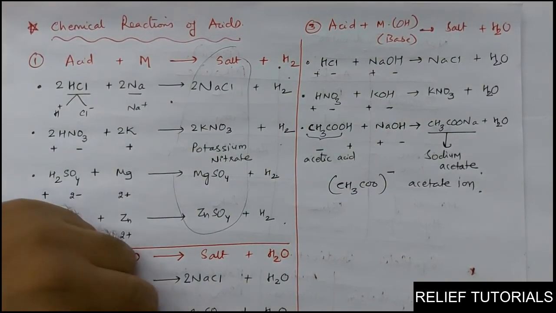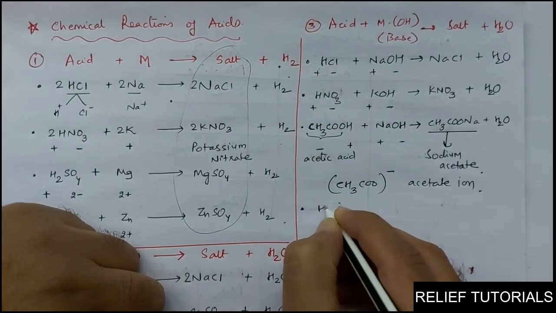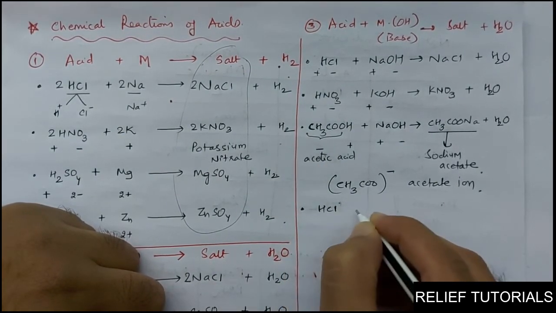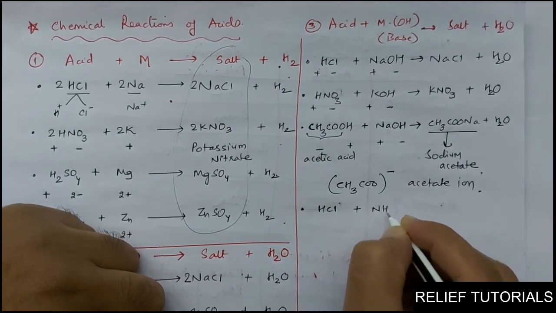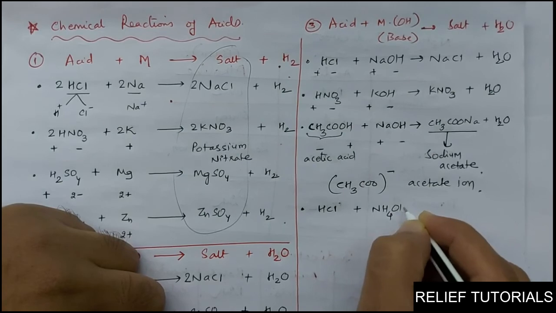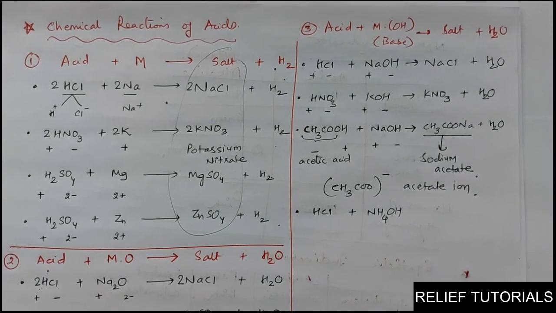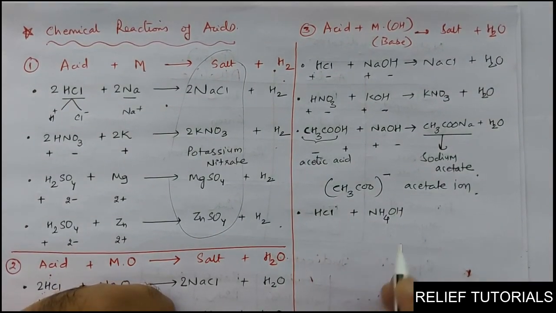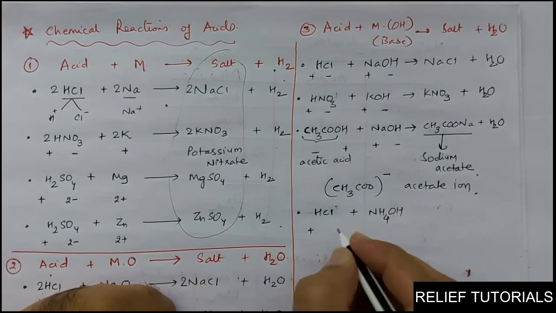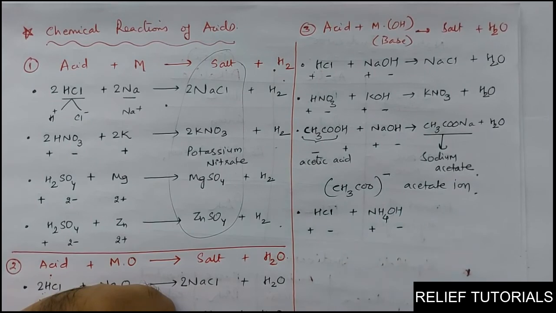Okay, one more example I want to give you. Let us say one of the acids is HCl again, and one of the bases, offbeat base, is ammonium hydroxide, an aqueous solution of ammonia in water. So HCl reacts with NH4OH. Now H is plus, Cl is minus, NH4 is 1 plus and OH is 1 minus.